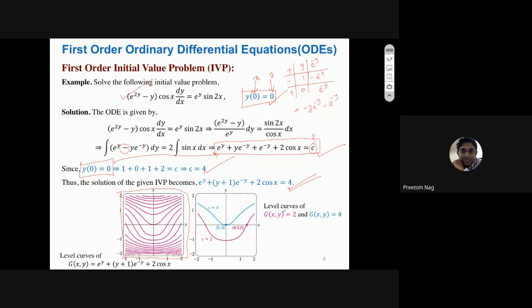So the level curves of g of xy equal to 2 and g of xy equal to 4, এখানে level curve টা show করা হয়েছে g of xy equal to 2 এর জন্য and g of xy equals to 4 এর জন্য, right? So the g of xy equal to 4 level curve exactly passes through this condition x equal to 0, y equal to 0, but g of xy equal to 2 যেটা সেটা কিন্তু origin দিয়ে cross করছে না, right? So that's why আমাদের particular solution হচ্ছে this one. So this is just for your understanding.